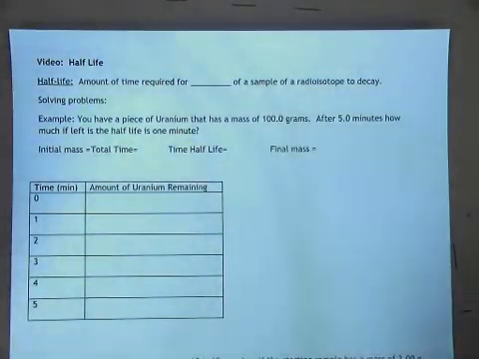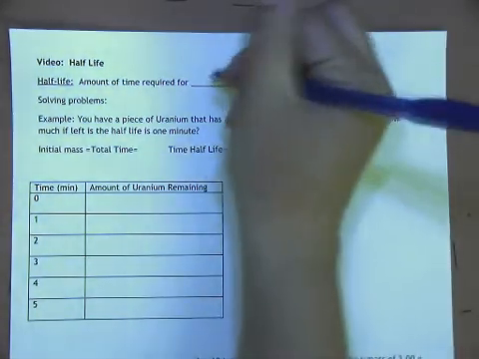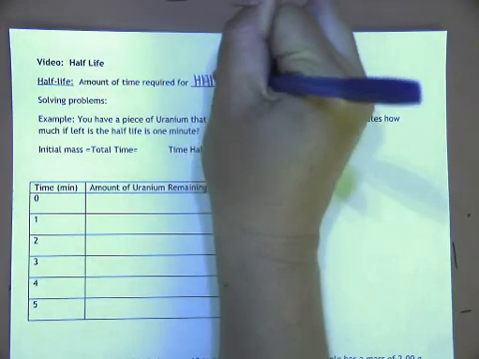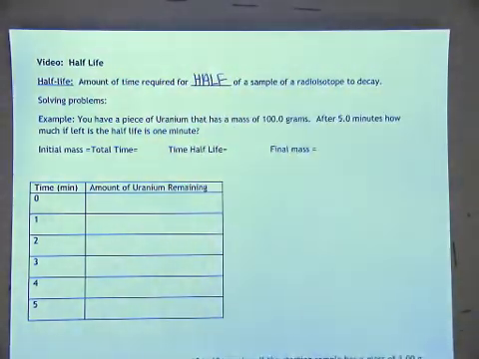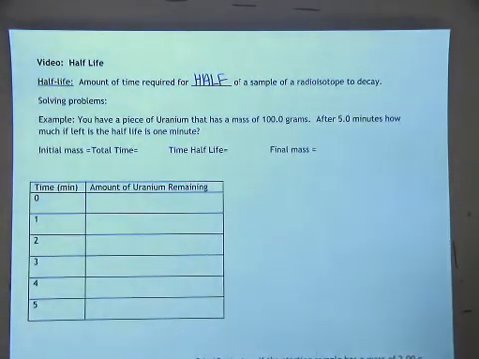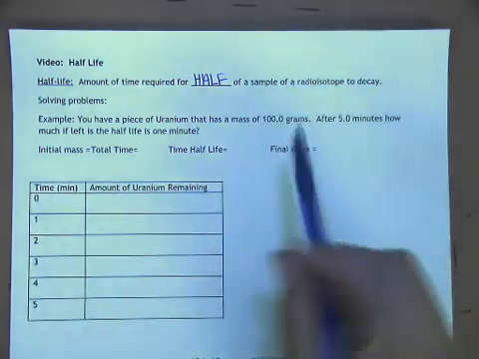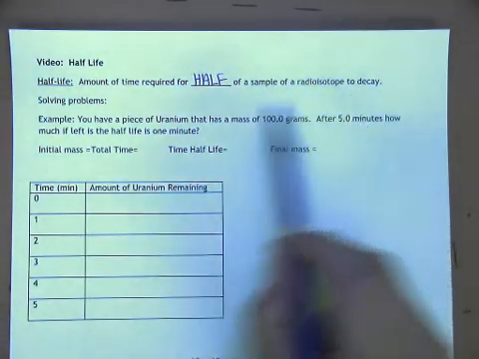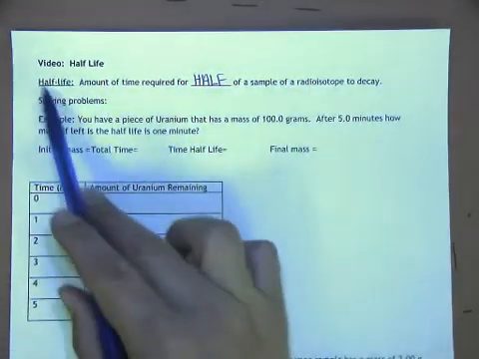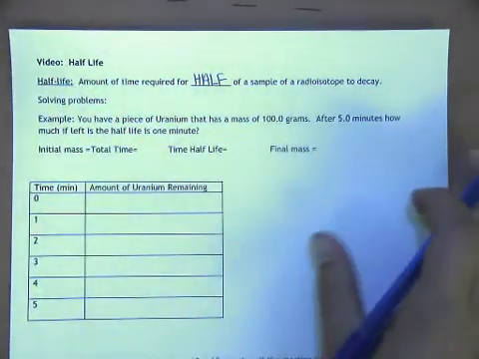This is on half-life calculations. A half-life is the amount of time required for half of a sample of a radioactive isotope to decay. You've learned about this in math. All it is is exponential decay. We're going to see how we take a sample, and it's going to decay over time, and every so often, the time of a half-life, it is going to get cut in half.